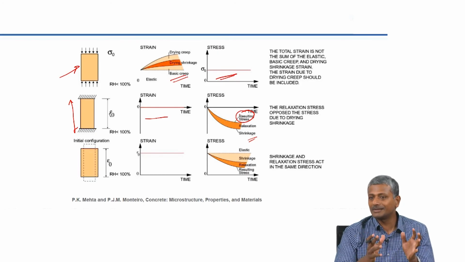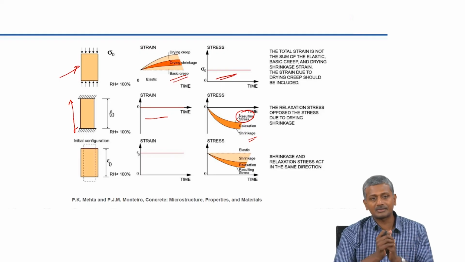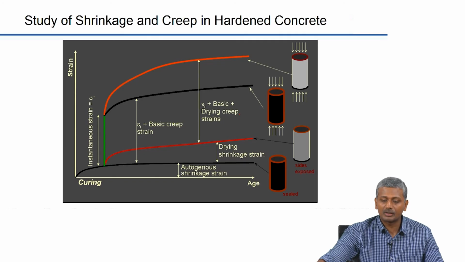So, all that has to go into your design process and the thinking forward to select the best materials that can help you restrict the extent of damage that will happen to the concrete. So, this is how we typically study creep and shrinkage in hardened concrete.